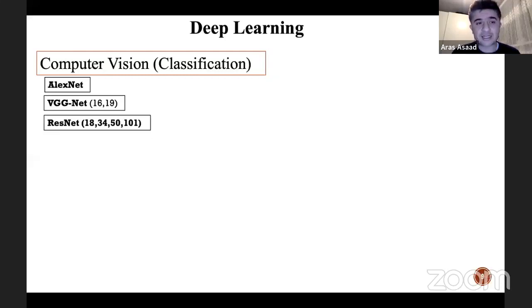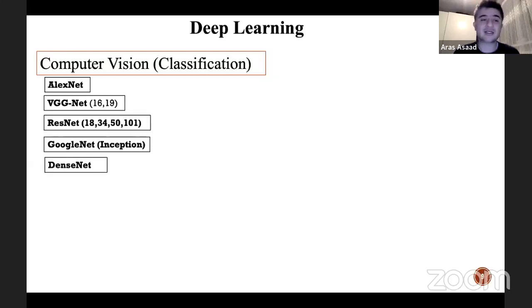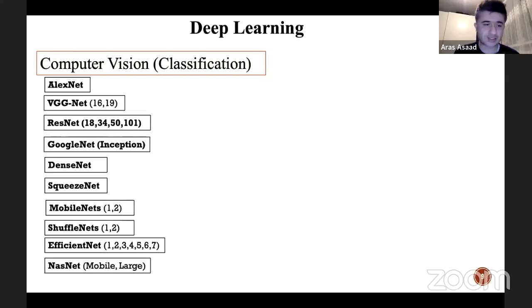Then you have the ResNet family of architectures, proposed by Microsoft researchers. What they did is say that you can have even deeper models, and they added a residual connection. GoogleNet, or what is known as Inception, has variations proposed by researchers at Google. You have the DenseNet family of architectures proposed by researchers at Facebook. You have SqueezeNet proposed by, I guess, Stanford and Berkeley. You have MobileNet, ShuffleNet, FissionNet, and NASNet.